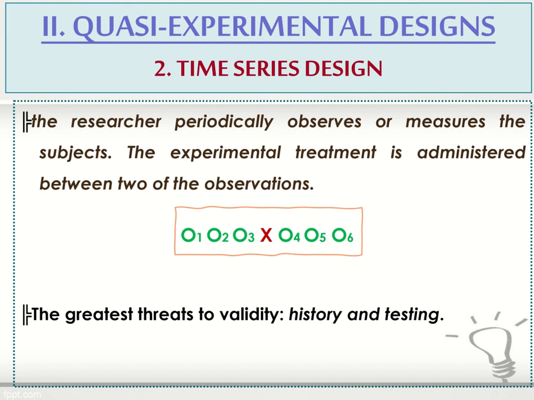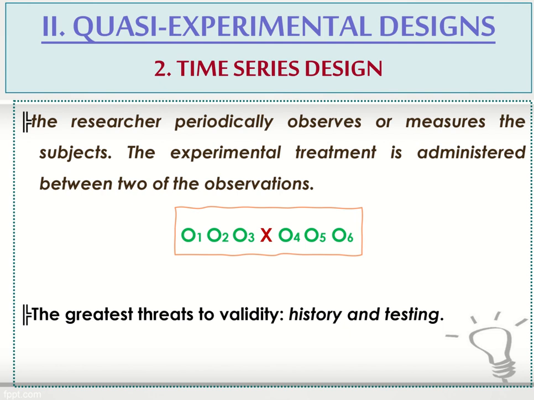So second design, still under quasi-experimental, is time series design. So for this, the researcher periodically observes or measures the subjects. So the experimental treatment is administered between two of the observations. So wala tayong comparison group dito. So as you can see in the symbol, we have 3 observations before the treatment, and then another 3 observations after giving the treatment or intervention. So we only have, again, one group. So wala tayong comparison dito.